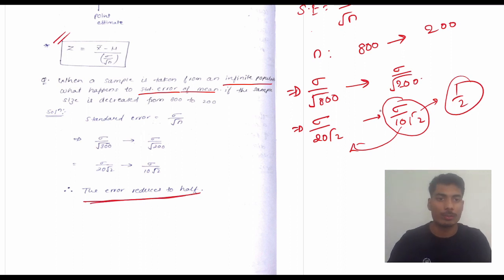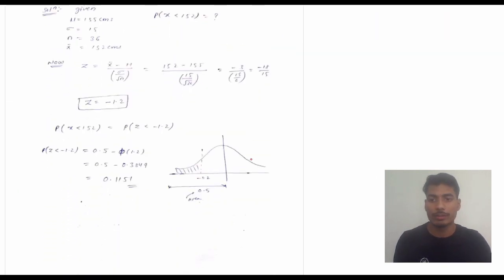You can think also like that. First standard error is this one, and final is this one. Then if you compare these two, this one is decreased by half, because if you multiply this one with half, then only this one is coming. So this standard error is decreased by half. Okay. Now we move towards another question.